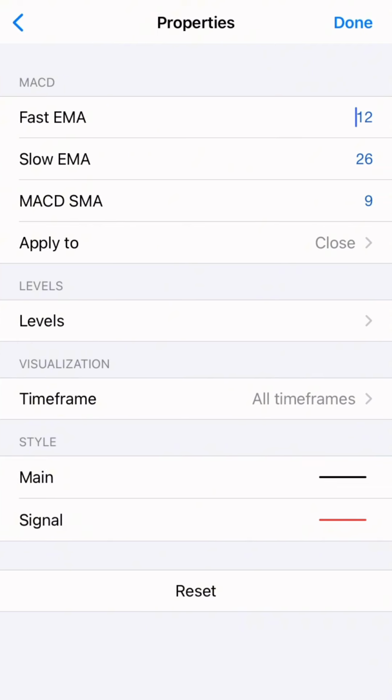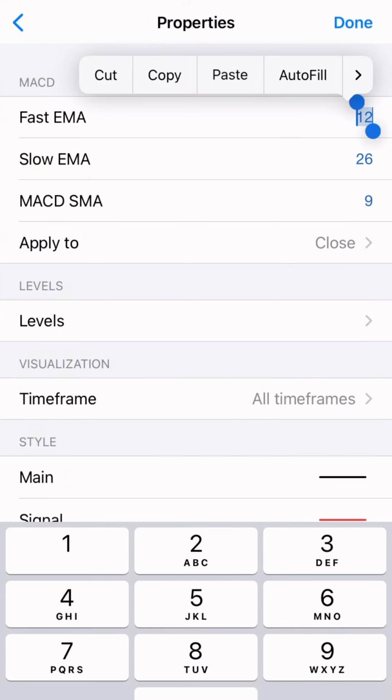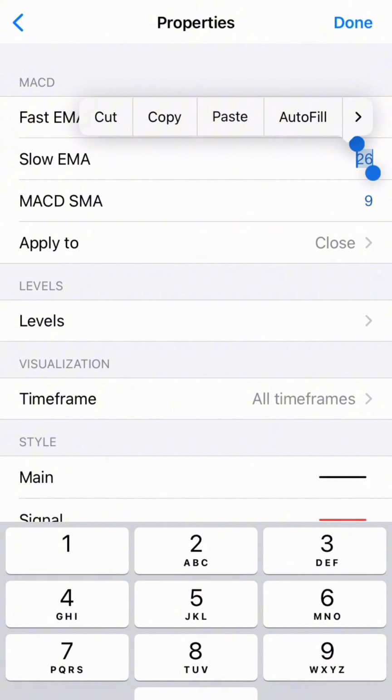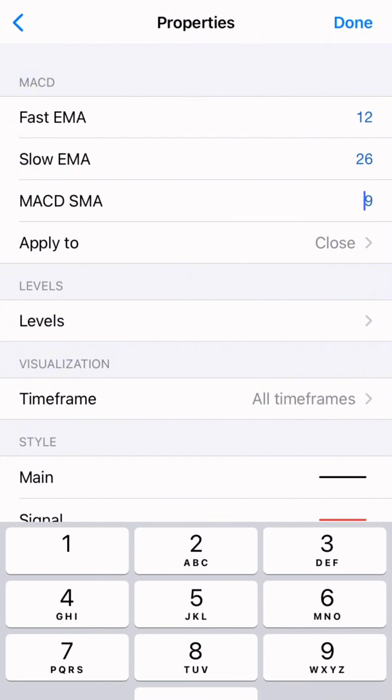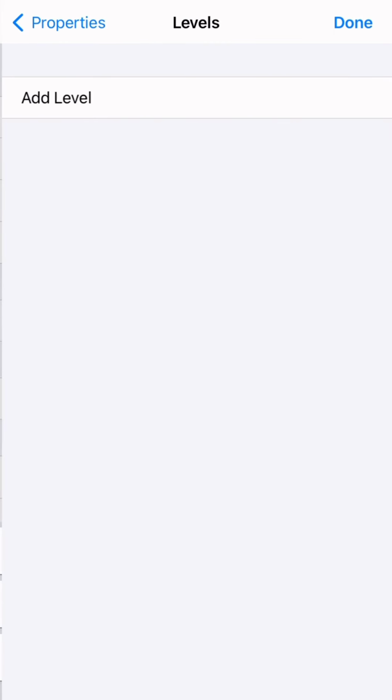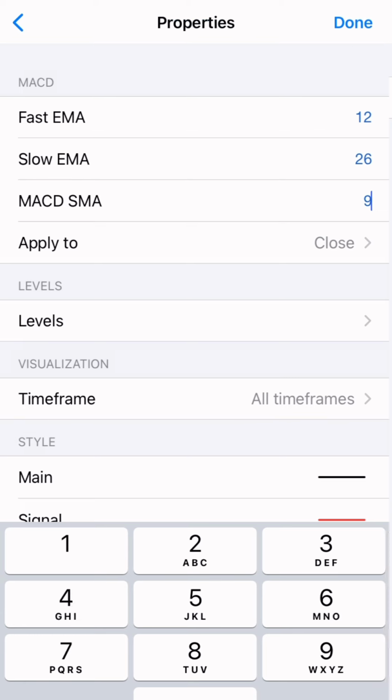So the MACD, you put on 12. The slow EMA is going to be 26, while the MACD SMA, I use 9, right? So I apply to close. I didn't add any level. You're not going to add another level. Do not add another level on 10 and 90. No, you're not adding another level on the MACD, only on the RSI.